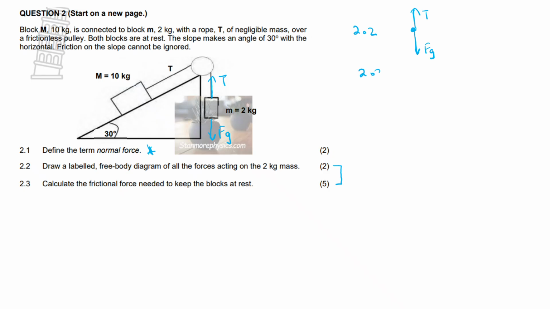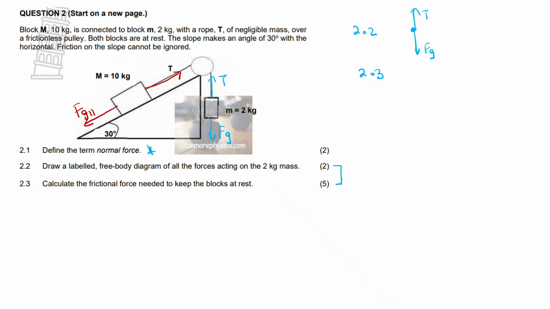Let's work on 2.3. Look at this. On 2.3, they want us to calculate the frictional force needed to keep the blocks at rest. So now I need to explain something. Let's indicate all the forces that are acting on the block. As you can see, I have the tensional force going up, and there's another force that always acts down, which is Fg parallel, the parallel weight.